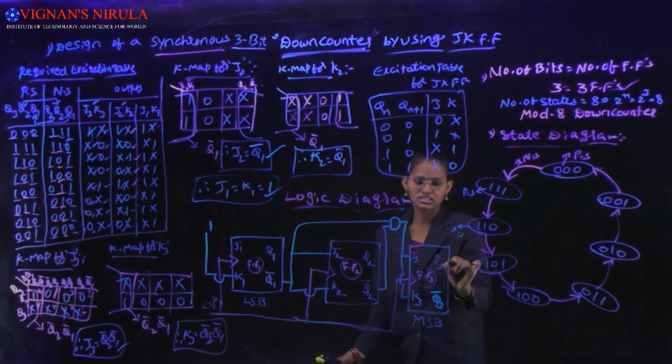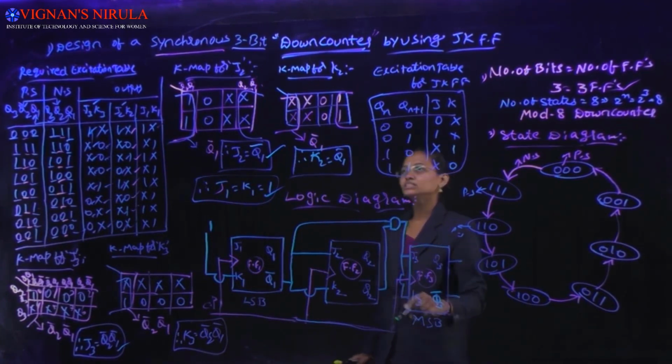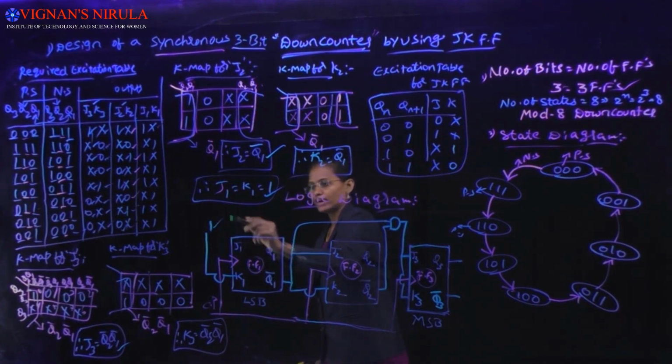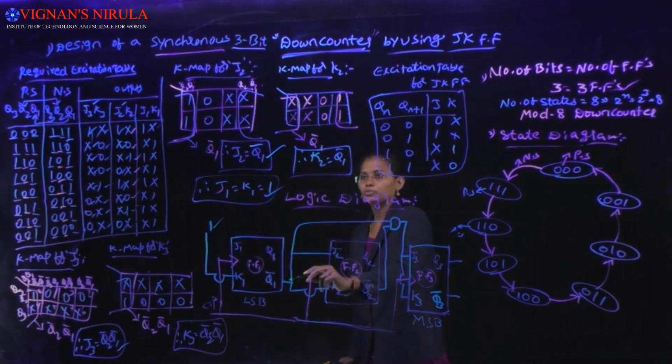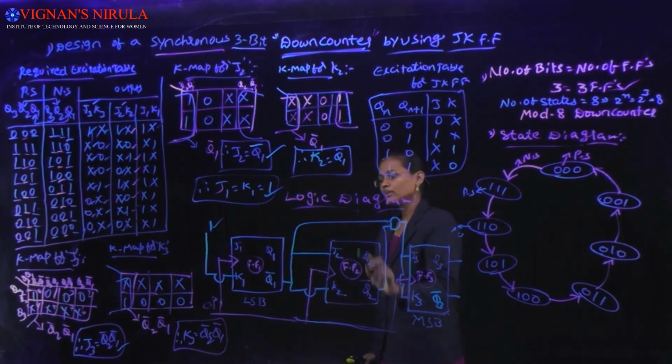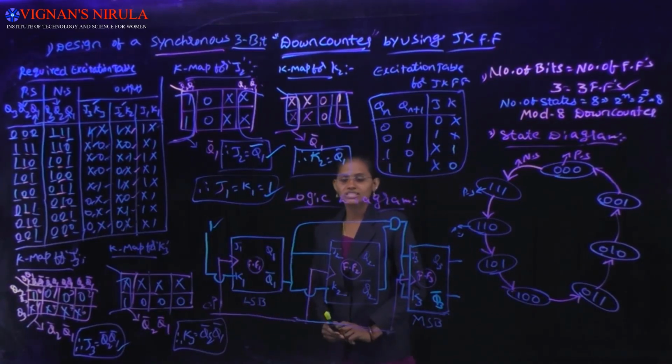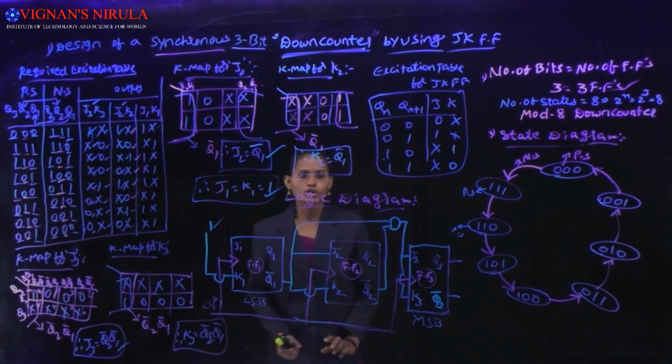Okay, this is the logic diagram for synchronous down counter. J1 K1 are 1 and J2 K2 inputs are Q1 bar connection line, and next J3 K3 are Q2 bar and Q1 bar. In both AND gate is there, draw the AND gate. Okay, this is overall about the synchronous down counter.